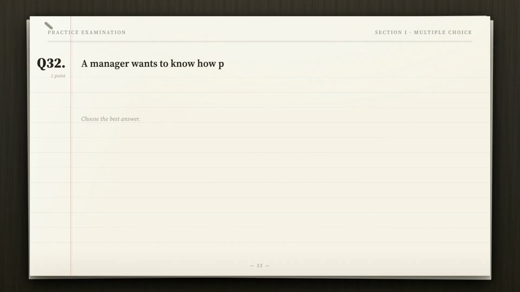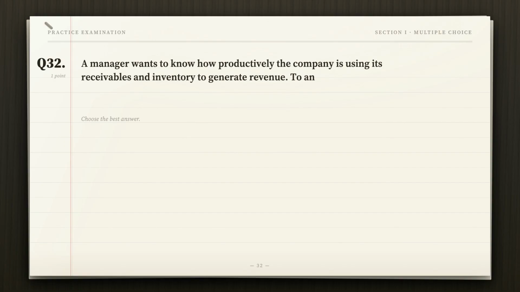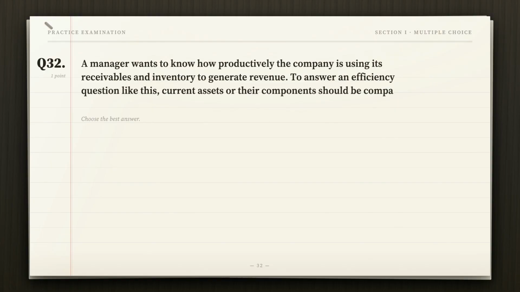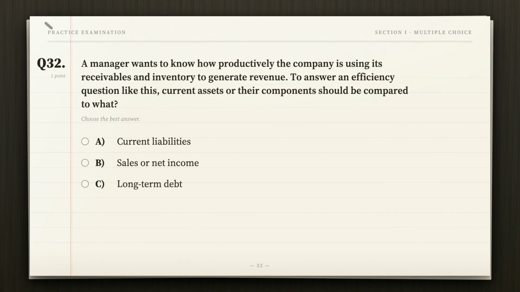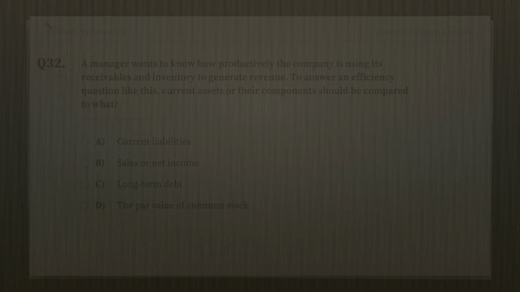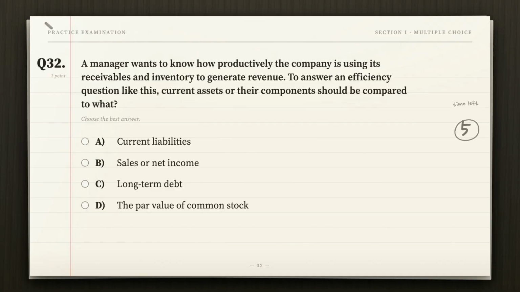Question 32. A manager wants to know how productively the company is using its receivables and inventory to generate revenue. To answer an efficiency question like this, current assets or their components should be compared to what? Your options are A. Current liabilities. B. Sales or net income. C. Long-term debt. D. The par value of common stock. Got a guess? Lock it in.